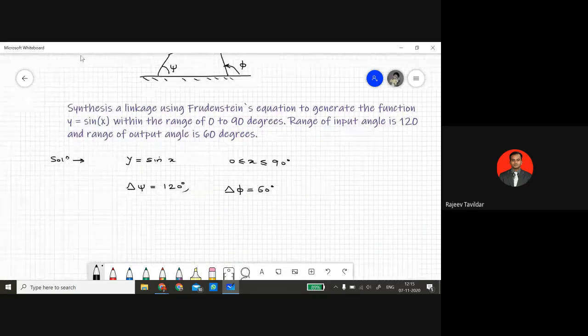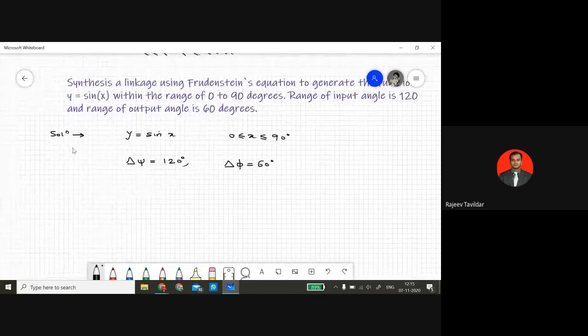So to find out the values of psi 1, psi 2, psi 3, which are also known as the precision angles, I should know the values of x1, x2, x3 and y1, y2, y3. Those are nothing but the precision points. So I'm just working it in the reverse way. To get precision angles, you need to get precision points. So how do we find out the precision points?